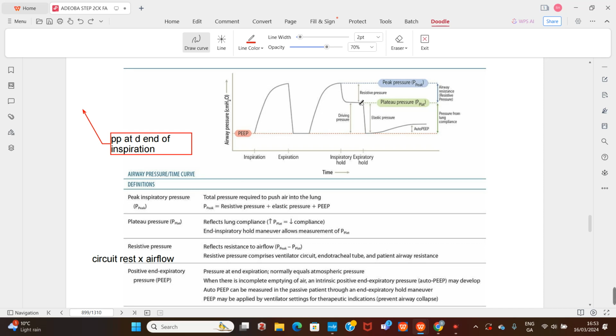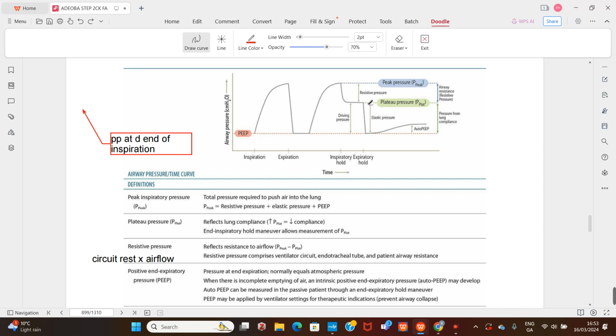Exactly. And your restrictive pressure is the one that is up from here to here. That's your restrictive pressure, because at this point is where you stopped the inspiration, and once you stop breathing in, restrictive pressure is out. Now, that maneuver, you do it to obtain your plateau pressure. Plateau pressure is the sum of elastic pressure and the PEEP.